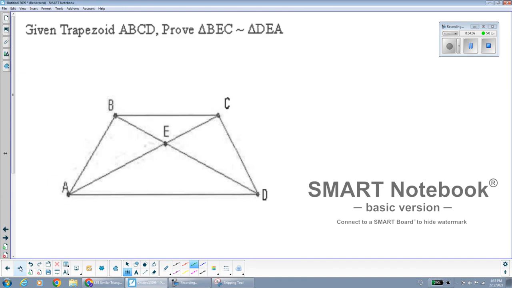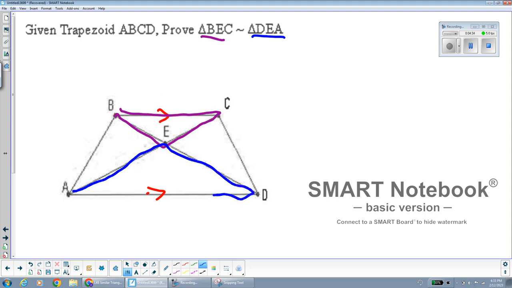Okay, here's the next example. So here we have a trapezoid. And the only thing that we know about trapezoids is that there is one pair of parallel sides. And the sides that are parallel in the trapezoid are always the bases of the trapezoid. So I'm going to put that in. Looking at our proof statement, we want to prove that triangle BEC, I'm going to just highlight that triangle, is similar to triangle DEA. I'm going to highlight that triangle as well.